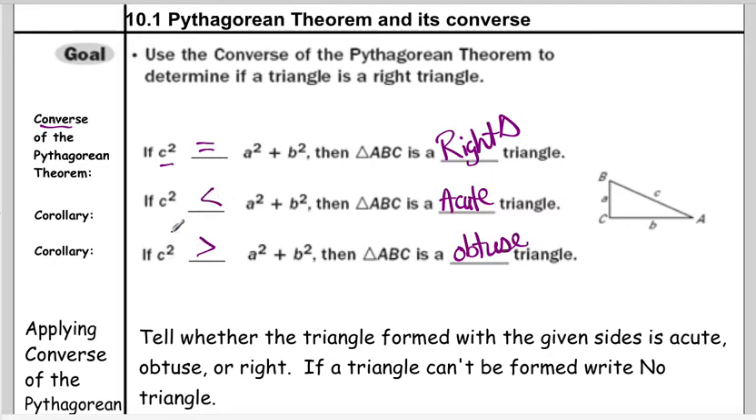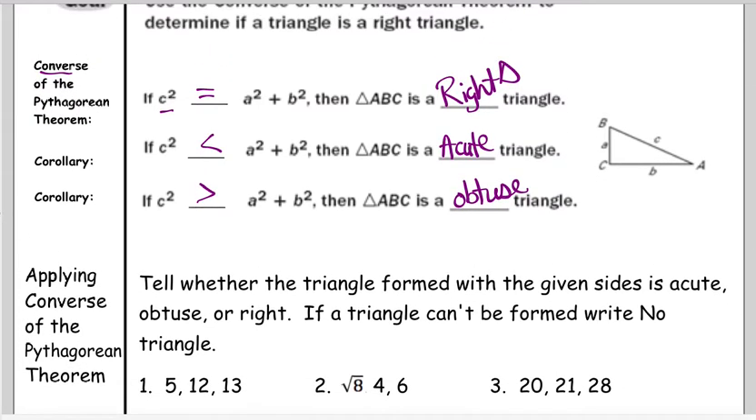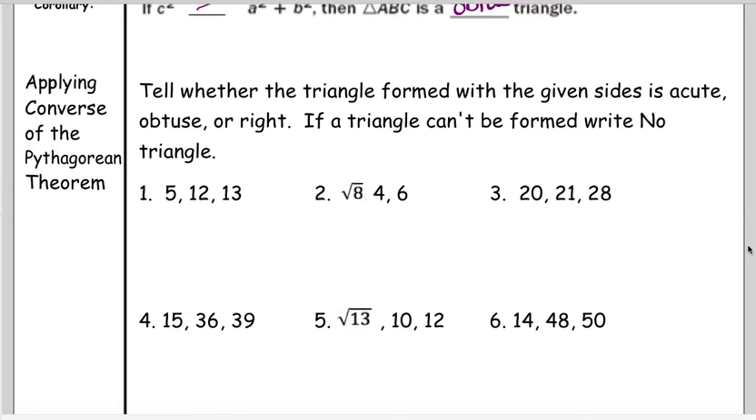Of course, you have to have C squared on the left, otherwise you're going to get these entirely backwards. And then the only ones that you would get right are when they're right triangles. So be very, very sure that you have C squared on the left.